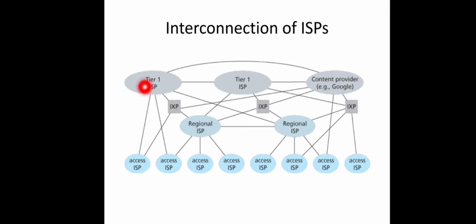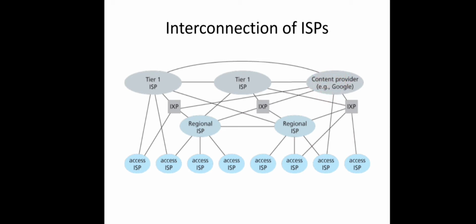Different tiers are there. The uppermost tier, that is national ISPs or global ISPs, forms a very high speed network with high speed routers and high speed links. Sometimes they directly provide connections to some content providers. So Google, you can see here, is directly connected to this national ISP rather than going through an access ISP, right? So it will be provided with a very high speed network connection.